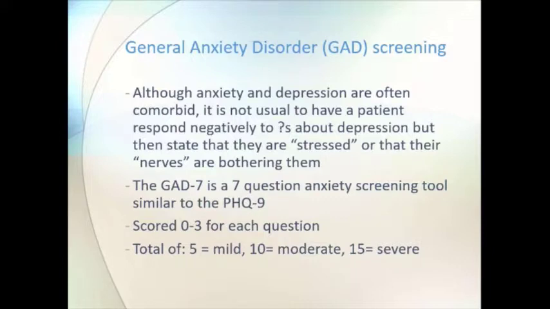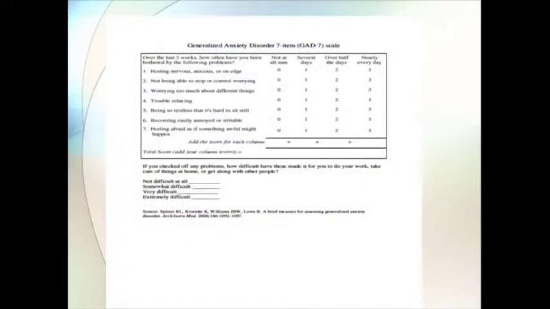So the GAD-7 is a 7-question tool similar to the PHQ-9. It's scored 0 to 3 for each question, with a score of 5 being mild, 10 being moderate, and 15 being severe. This is a paper version of it.